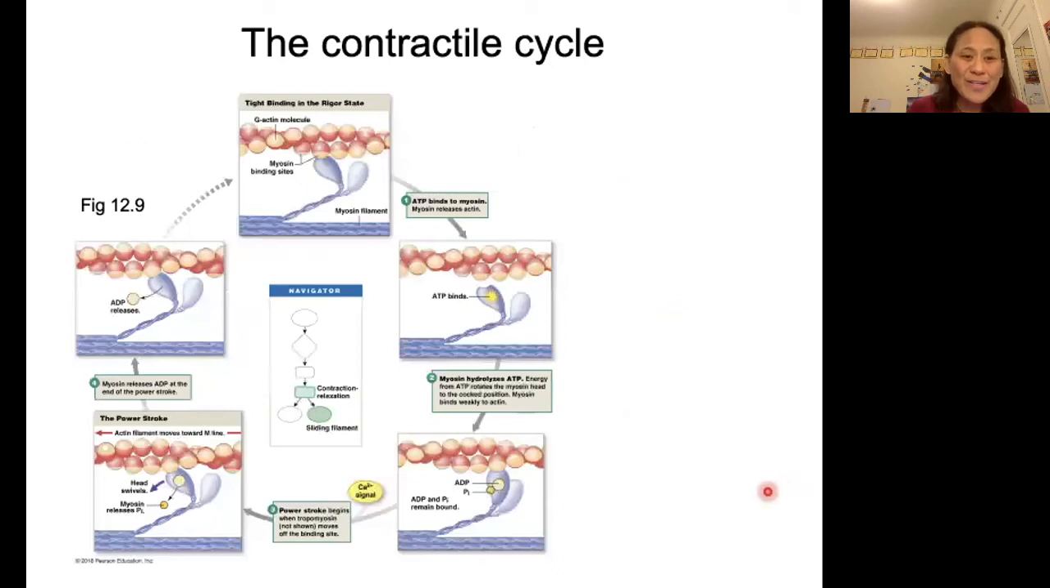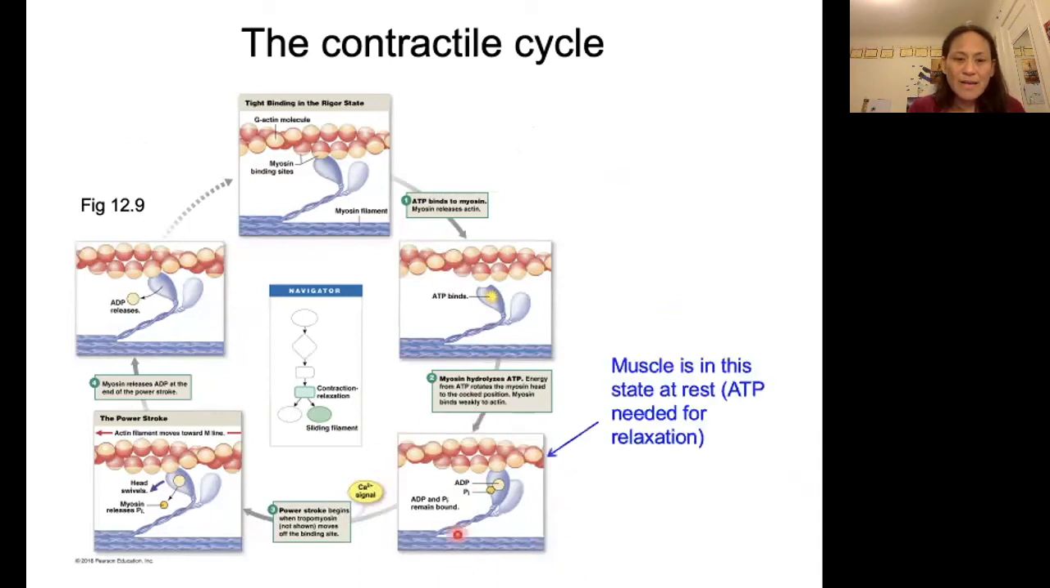Okay, a couple of things that I want to say about the contractile cycle. So this is your overview of the entire cycle. But I want to focus here on the relaxed state, okay? One thing that's very important to note is that you need ATP in order to relax your muscle. Remember that I said that this is the state that the muscle is in when it's relaxed? Well, I don't know if you noticed this, but you needed ATP to get to this state, okay?